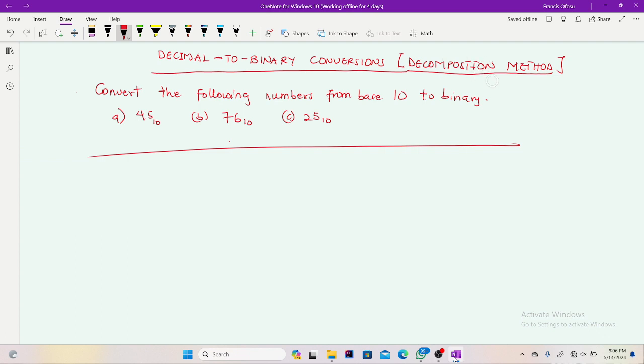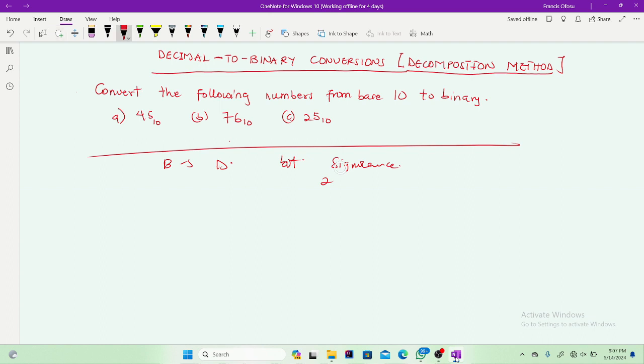When we say the decomposition method, it's a direct reverse of binary to decimal. So you know that in binary to decimal, we multiply each bit by 2 raised to the power of its significance. But in this manner, we are going to decompose our decimal value into powers of 2, so that we can reverse the direct process.